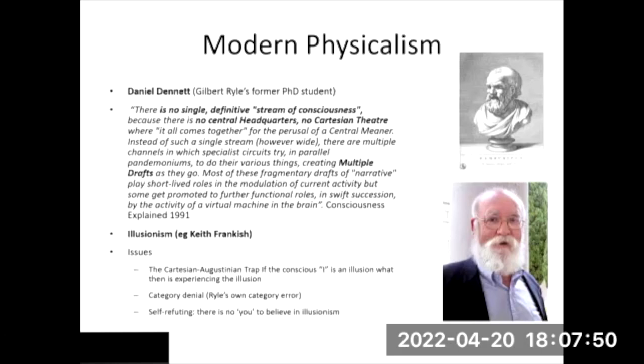But if you say that the I, the person, the conscious receiver, perceiver inside is an illusion, then an illusion has to be experienced. You have to be illuded. There has to be an I. So I think that there is a problem with that. I think there's also the problem of category denial.